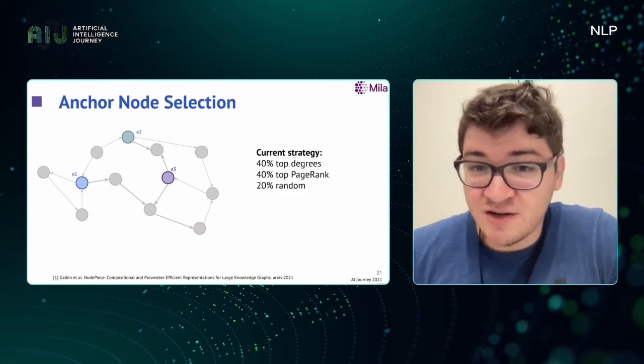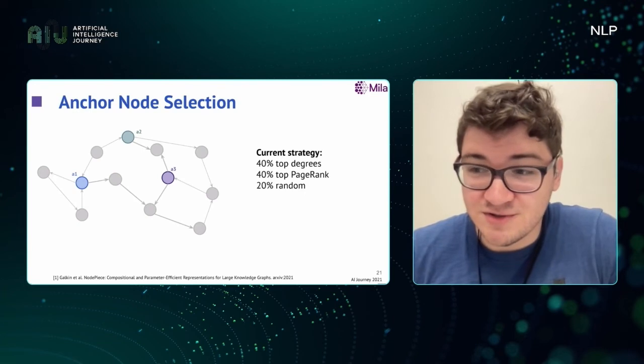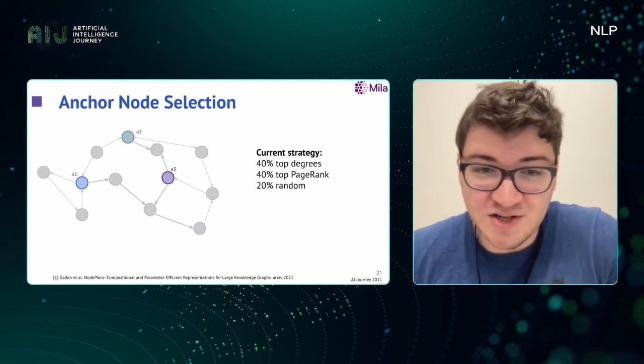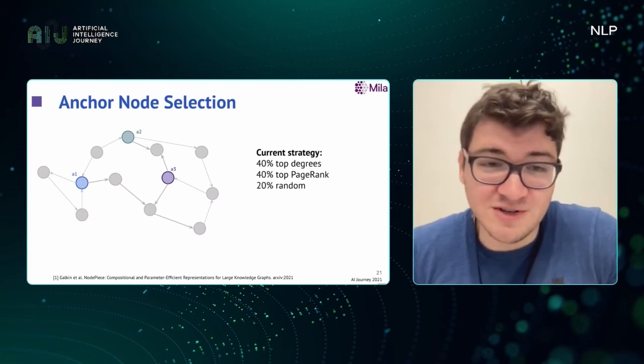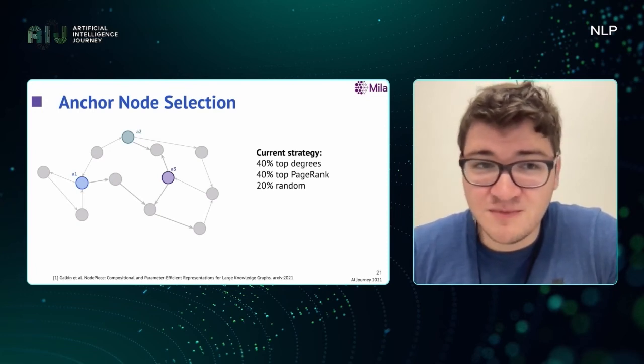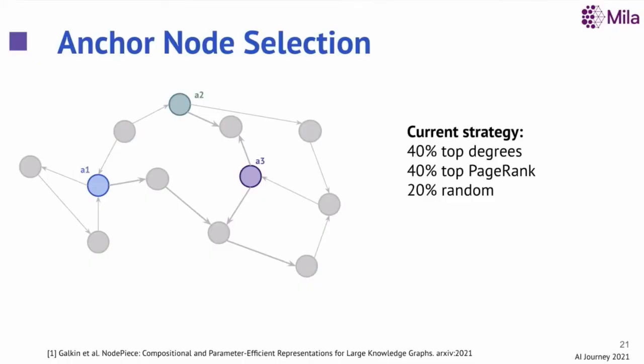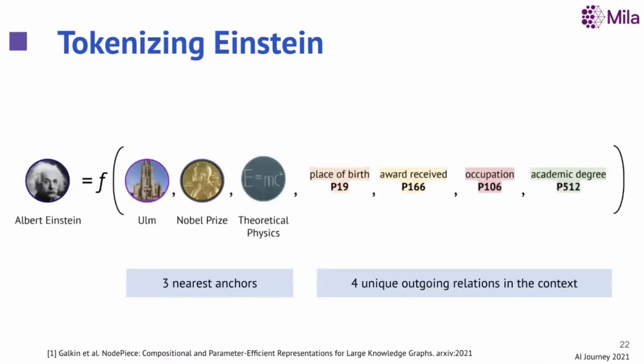Now, base tokens can be selected as anchors. They can be selected through top degree, top PageRank, or random. It all depends on the graph, and different strategies for different graphs may be used. Accordingly, we use a set of anchors, and we are able to tokenize any node. Let's try to tokenize Einstein in this graph.